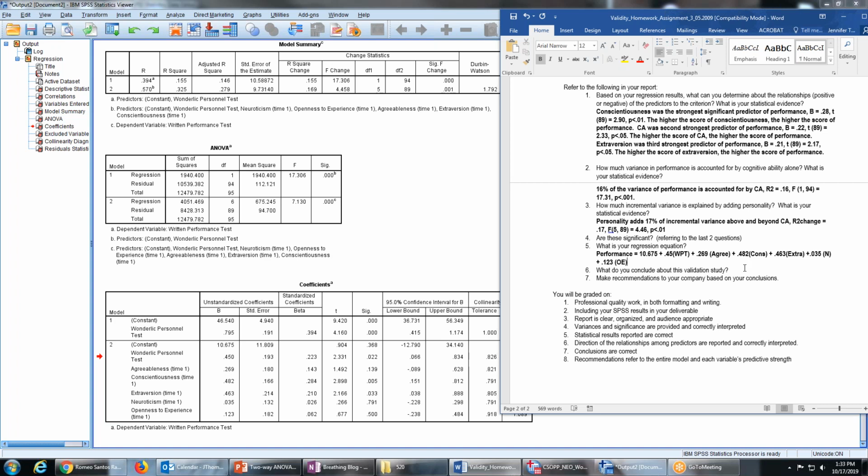So what can you conclude about this validation study? That is that personality does provide incremental variance because it's adding almost the same, a little bit stronger than the cognitive ability. So what would you recommend if both of them are strong predictors?